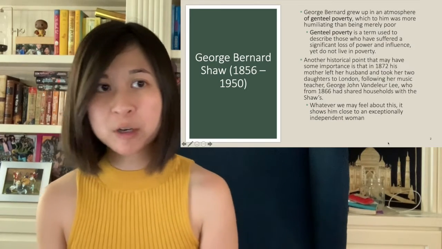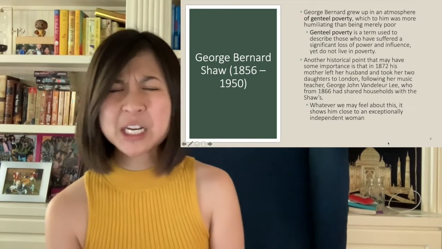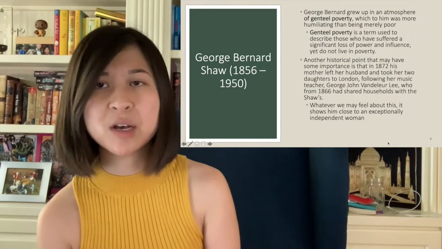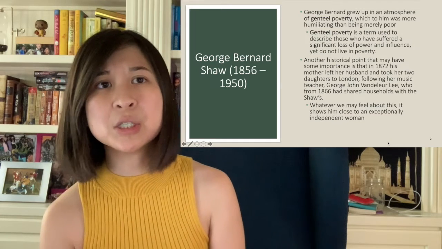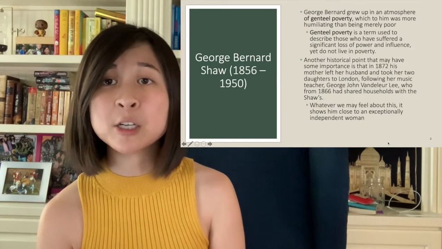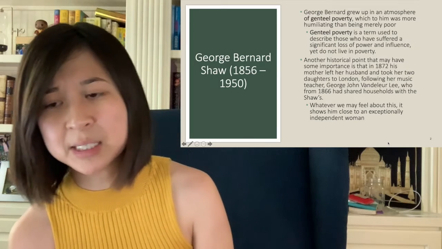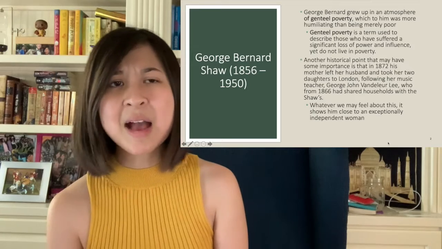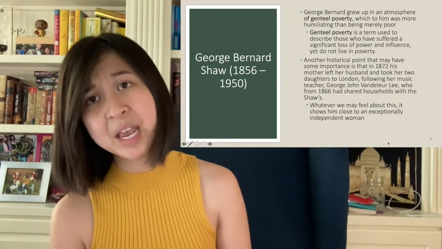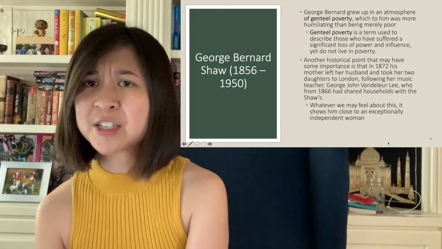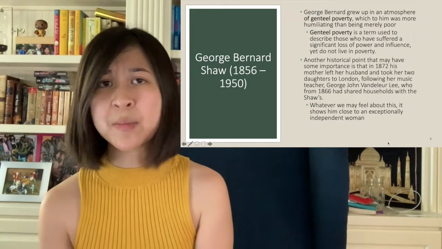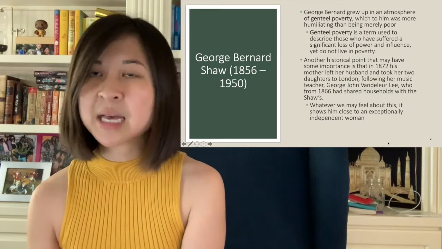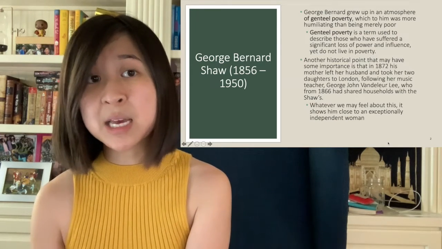Our playwright, George Bernard Shaw, born in 1856. You don't really need to know too much about his biography per se, but there are a couple of important points that you want to be mindful of. One is that he grew up in an atmosphere of what's considered genteel poverty. Genteel poverty is a term to describe those who suffered a significant loss of power and influence, yet don't necessarily live in poverty. For him, this loss of power and influence is actually much more humiliating than simply being poor. And it really affected his mindset, his perspective, and of course, ultimately his writings.